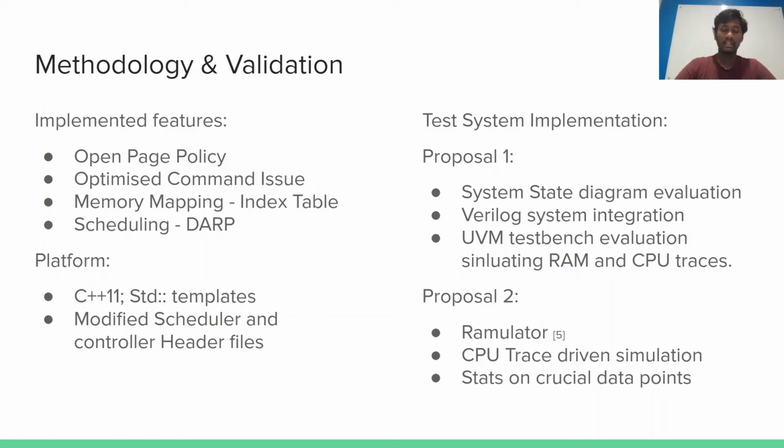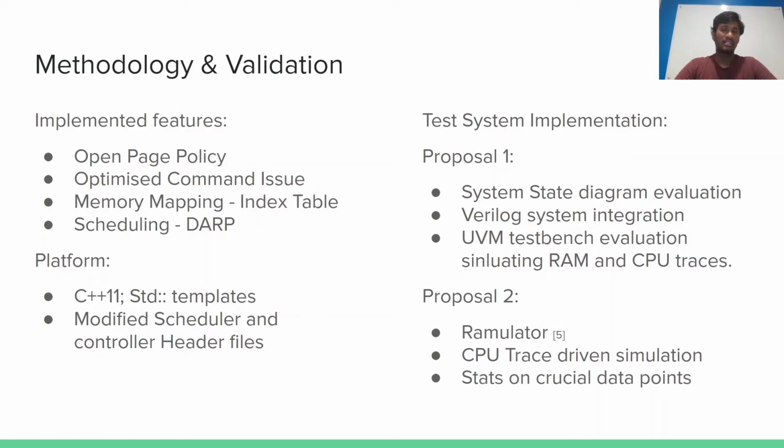So how did we make the system happen in a limited time environment? The first proposal was a state diagram based evaluation, basically using the behavioral constructs of SystemVerilog and Verilog to simulate the functioning of the implemented system. We thought we would go with a UVM based suite, simulating RAM functionality as well as the CPU requests, but limited by the timing constraints, our professor proposed to use Ramulator. So we used Ramulator in our next plan.